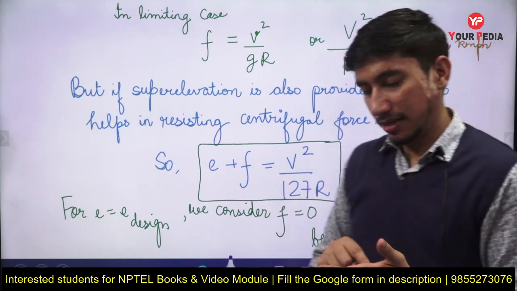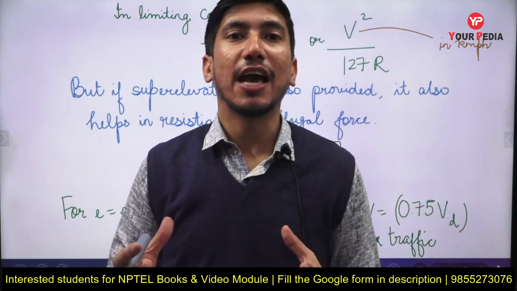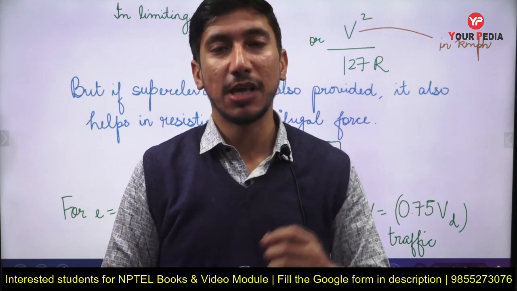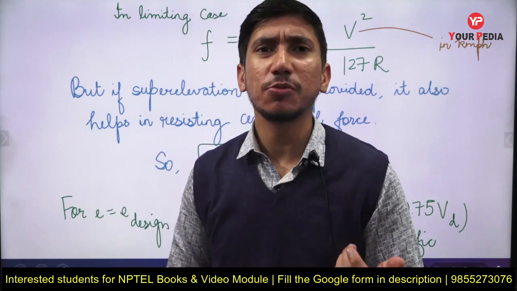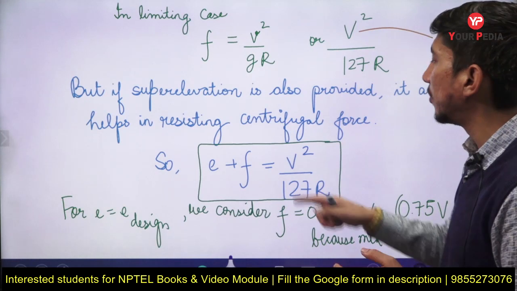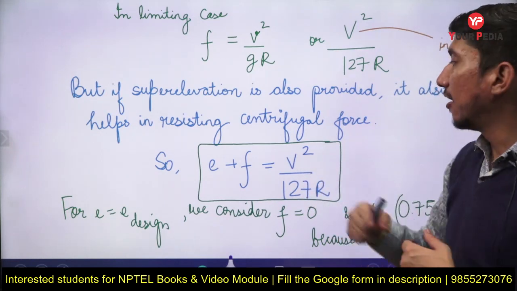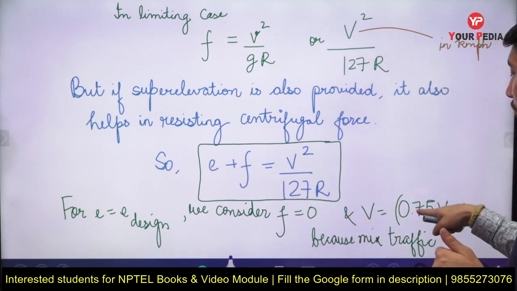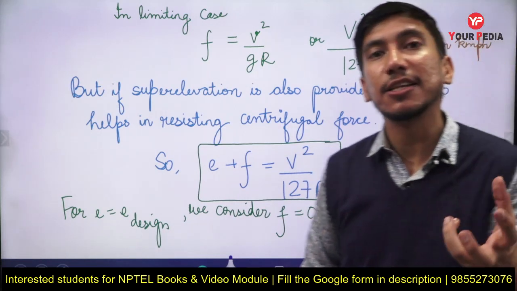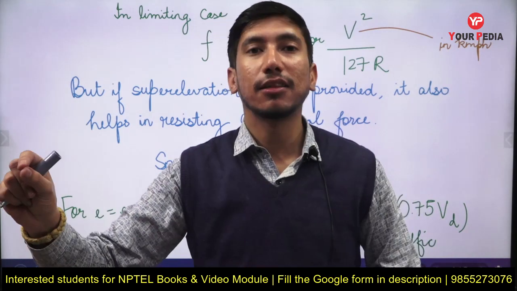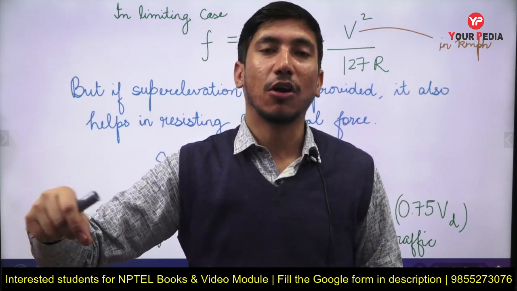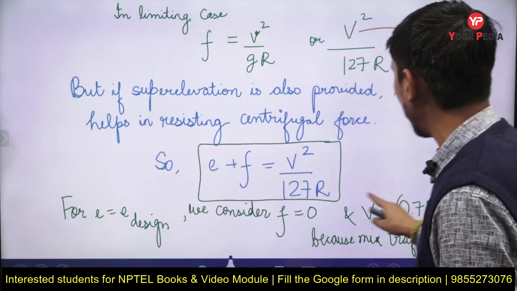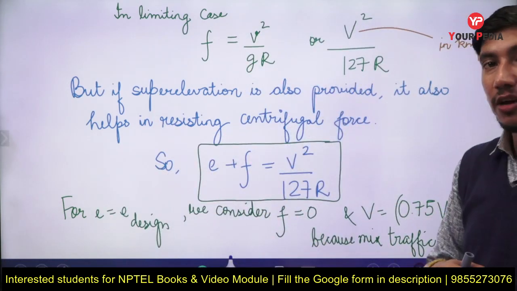But also on a highway, in India we have this mixed traffic condition. Not all the vehicles are moving at the same speed on the highway. So it's very unreasonable to take the highest speed for the calculation of E design. So what we do is we take V equal to 0.75 times the design speed of the highway. We don't consider the overall design speed or the highest value, we reduce it by 25% and we only consider 0.75 times VD.